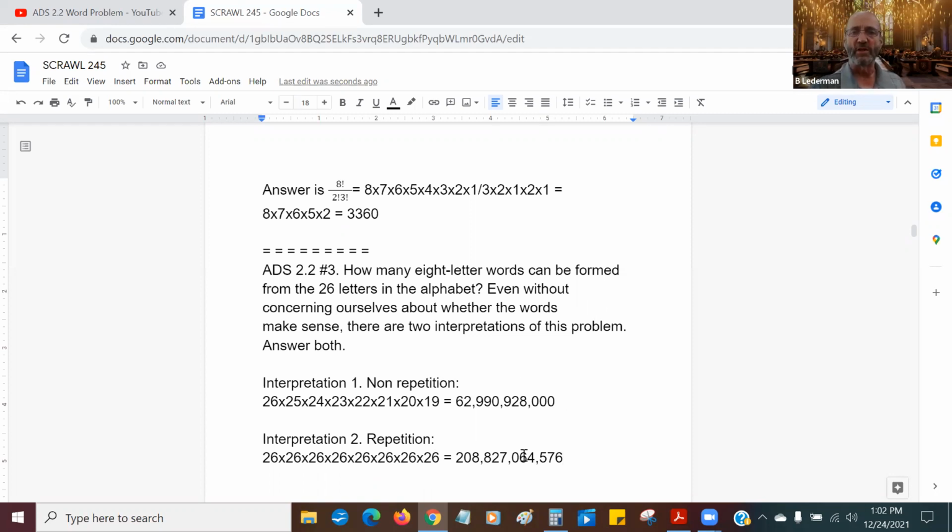So these are 2 interpretations, 2 different answers, and that is 2.2 number 3 in the applied discrete structures textbook. I hope you all enjoyed it as much as I did. It's been fabulous and thrilling.